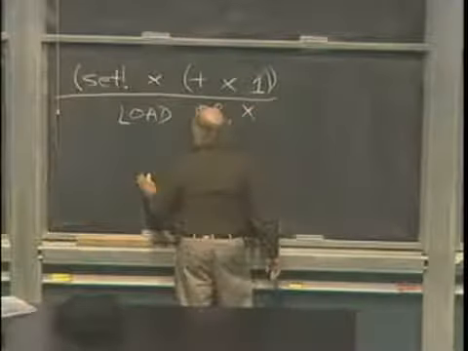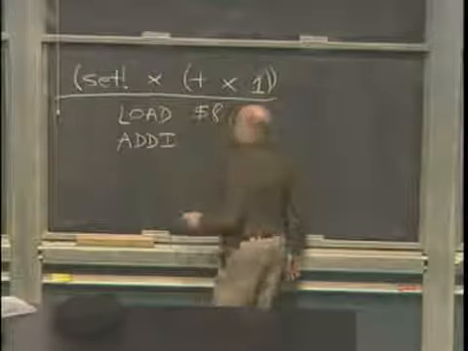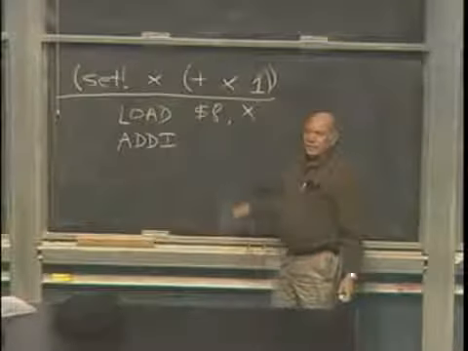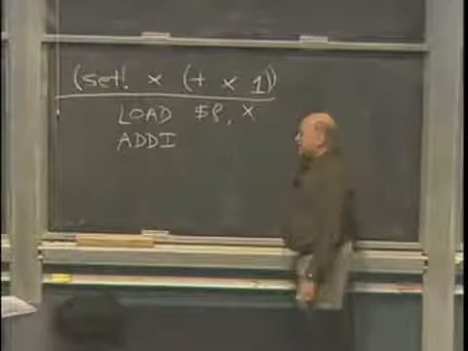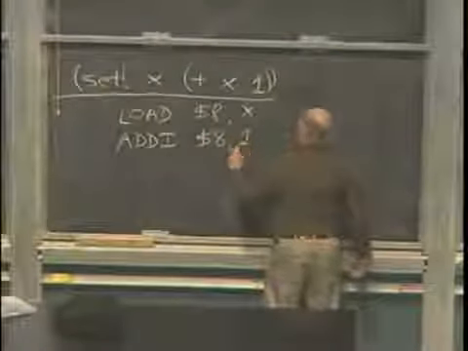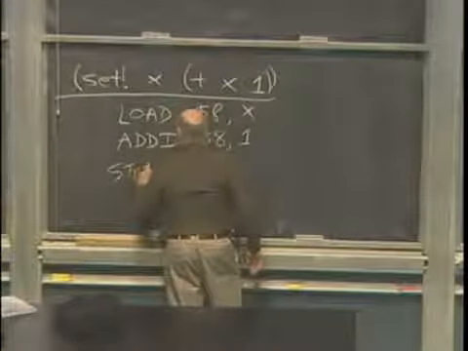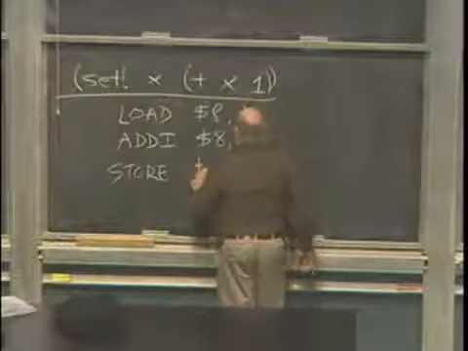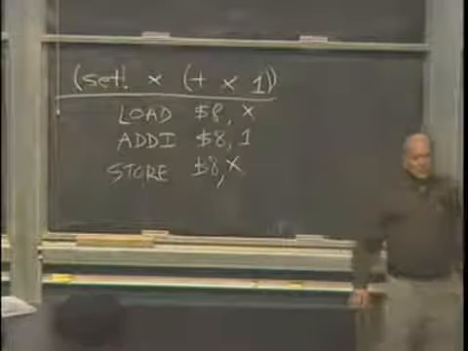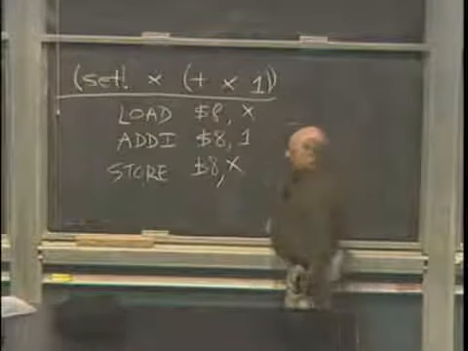And I'm going to say add immediate. Immediate means the thing we're adding isn't in some memory location, the actual value we're adding is in the instruction. So add register 8, 1, and then store register 8, x. Okay? So that sequence of 3 instructions is what a computer does to add 1 to x.